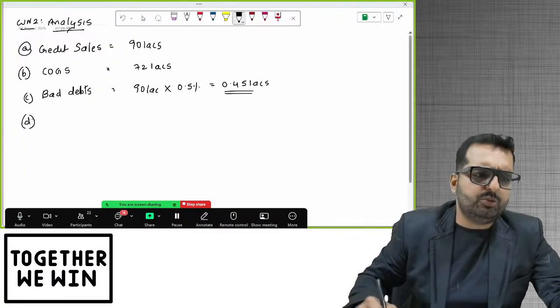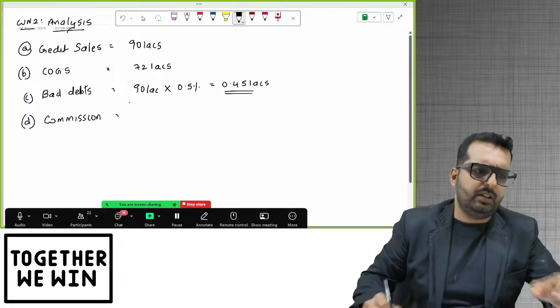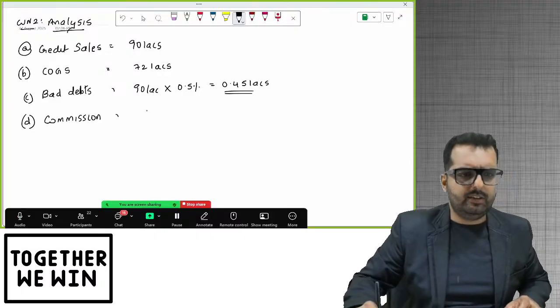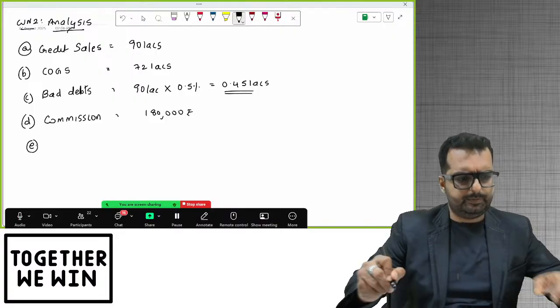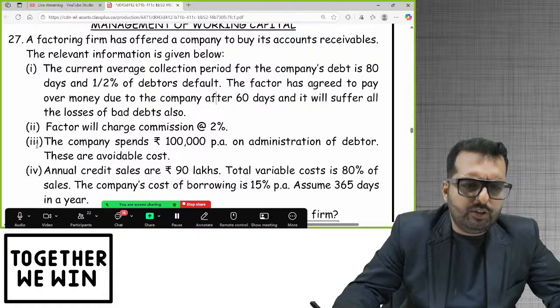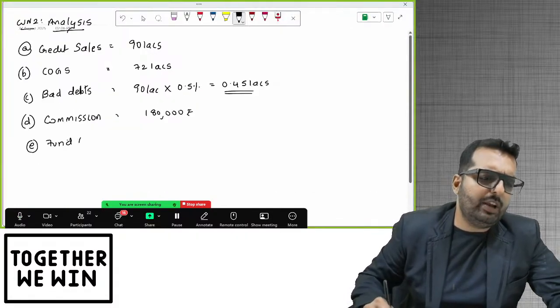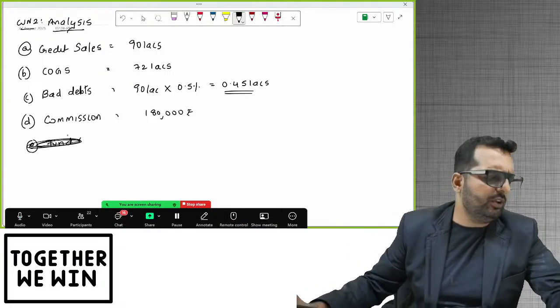Commission is 2%. So can I find out the factoring commission now? That will be 2% on the entire sale value. Is that turning out to be 1,80,000 rupees? Point number E, admin cost is given. And now what I'll do is I'll show you how much the fund blockage would have been. I'll show you on the next page. First, can you write down till here in your books?